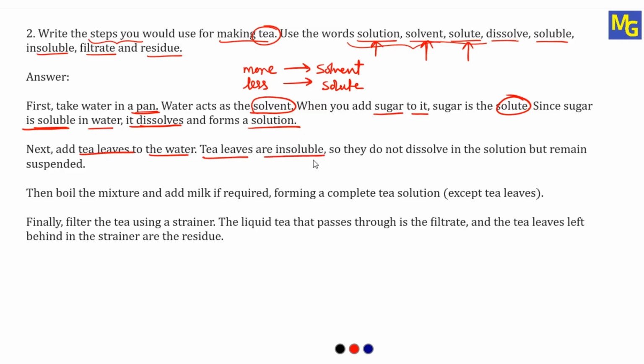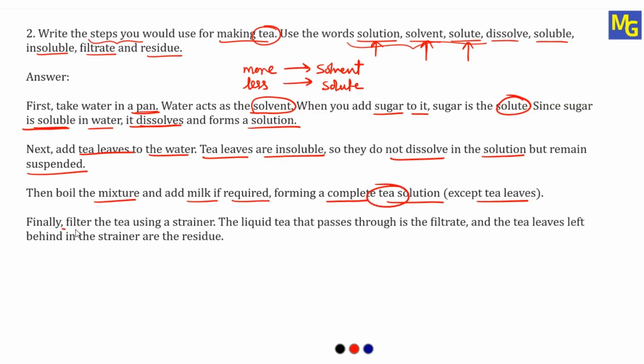So I'm not saying now it is a solute because already the word solute is used. So now I will say tea leaves are insoluble. They do not dissolve in the solution but remain suspended. Next, boil the mixture and add milk if required, forming a complete tea solution except tea leaves. So milk, sugar, water will get mixed. Only tea leaves will remain suspended.